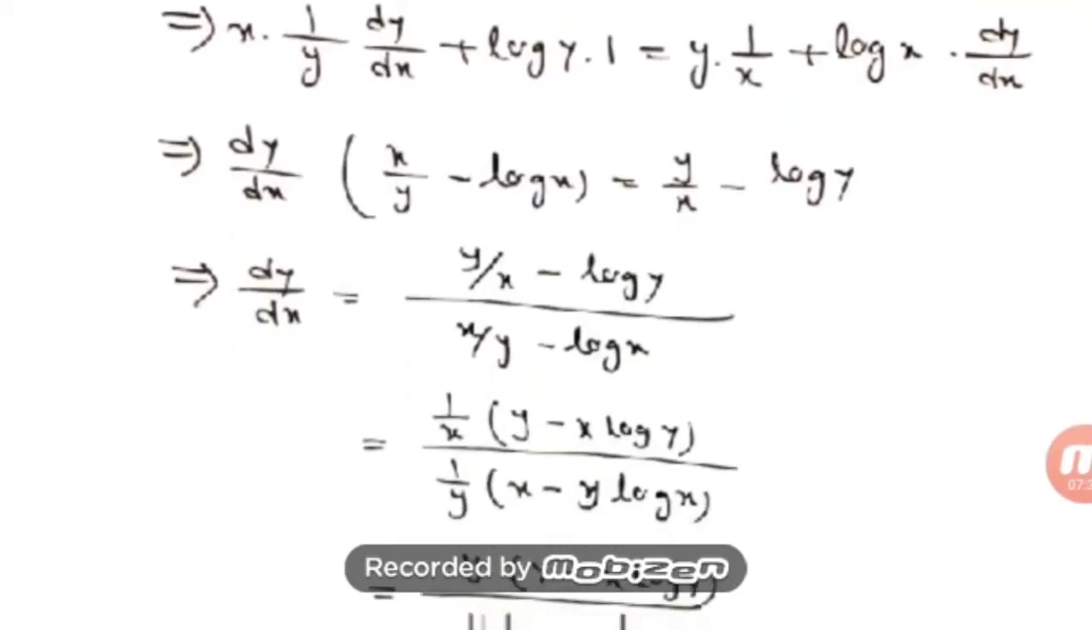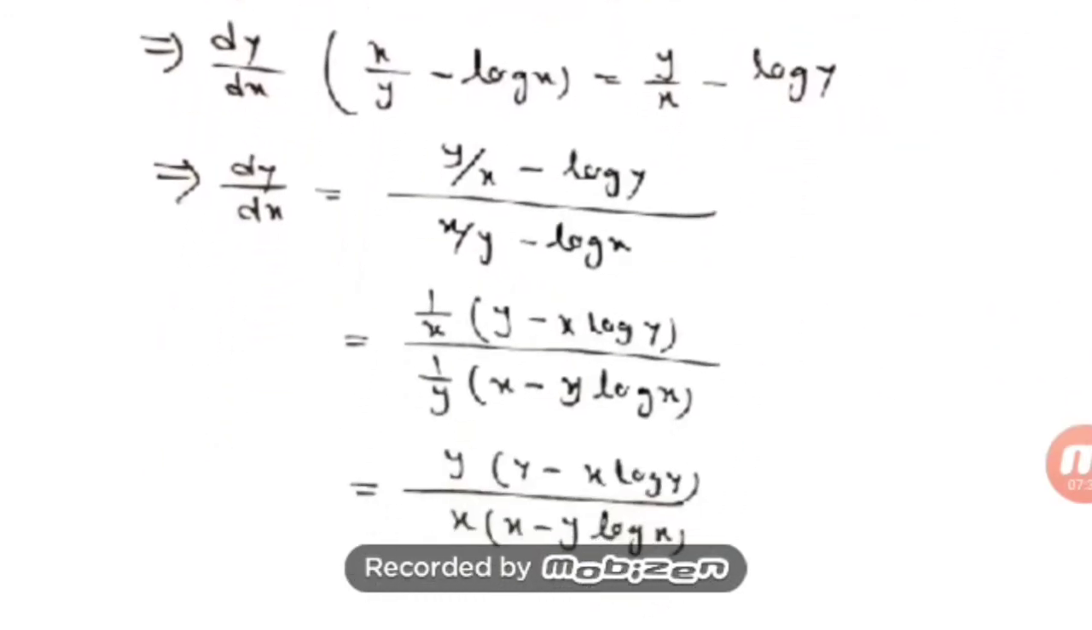I have done one more step of simplification. That is, I have taken the LCM in the numerator, 1 by x is the LCM, y into x log y, and here also 1 by y I have taken common, or you can think of it as taking the LCM, same thing, x into y log of x. And then taking the reciprocal, y will come in the numerator, x will come in the denominator. So y into y minus x log y, and x into x minus y log x is your answer. Hope you understand the solution.